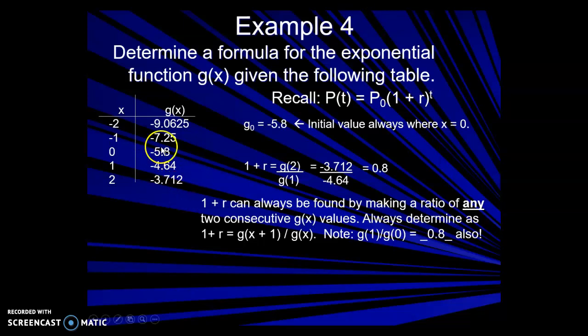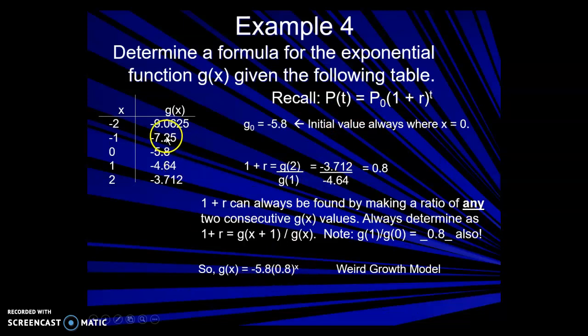But if you look at this table, you notice that these values are actually going up. That's kind of weird. I'll talk to you about that in a second. But it doesn't matter which two consecutive values you pick. g of 1 divided by g of 0 is still 0.8. So you just pick two consecutive y values, or g of x values, and divide those to figure out your growth or decay factor. So next you just substitute that in.